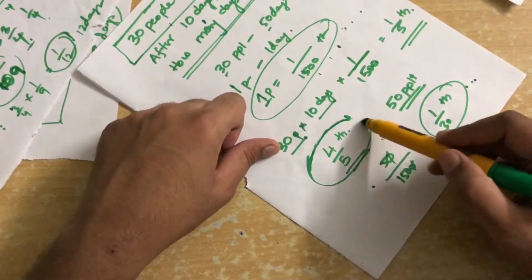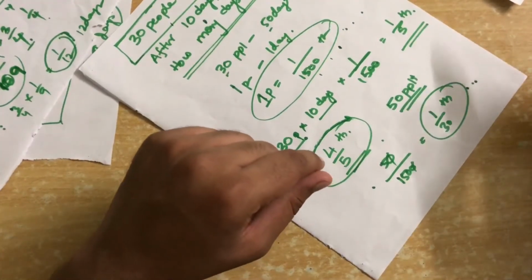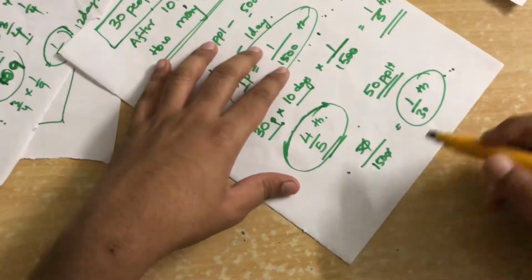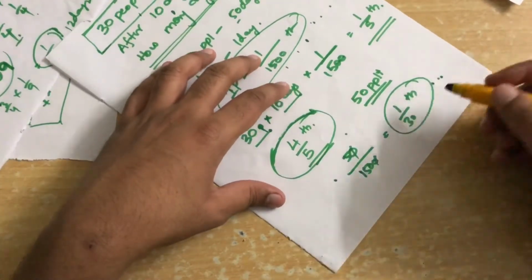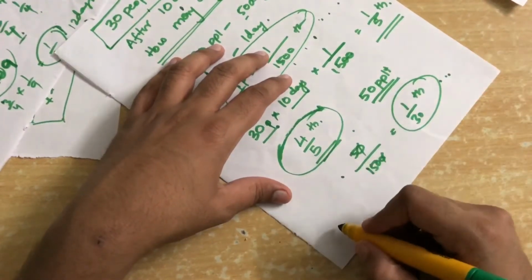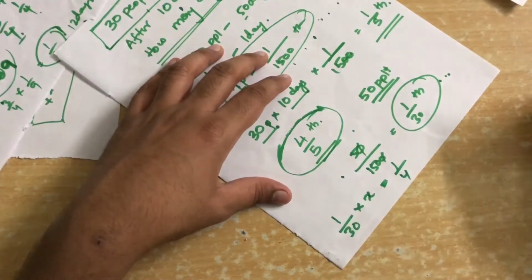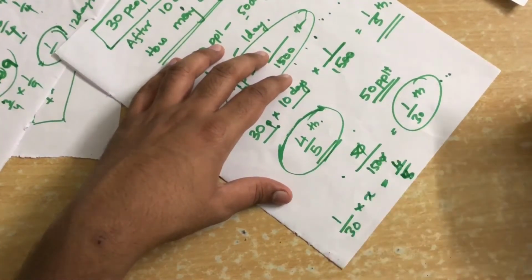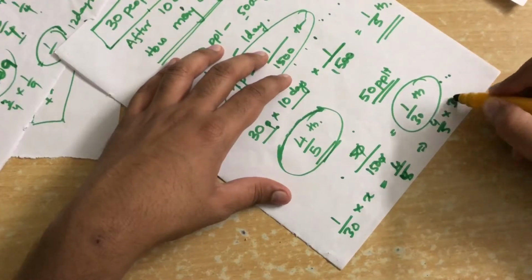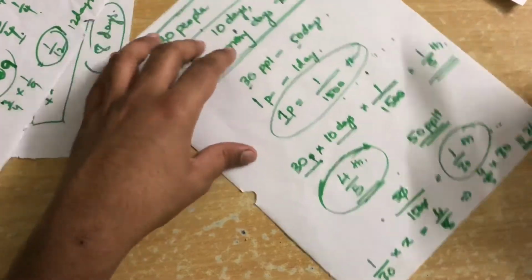But it's not the complete work that is remaining. It is only 4/5 of the work that is remaining. So the number of days it would take is reverse. 1 by 30th of the work is done, so 1 by 30 into X number of days to complete 4/5 of the work. So the number of days would be 4 by 5 into 30, 6 fours, 24 days.